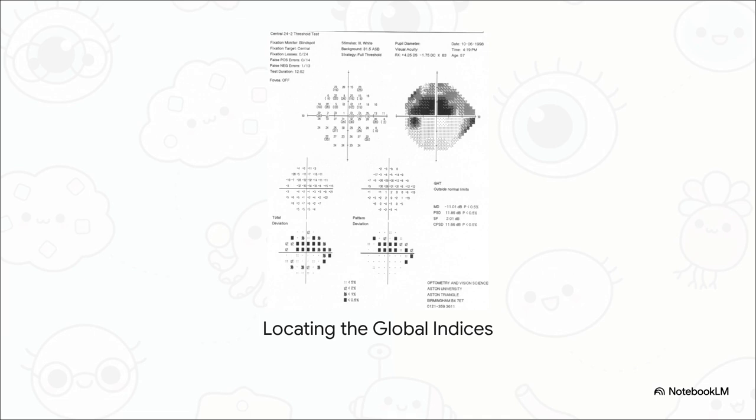Older machines used to calculate short-term fluctuation, or SF, and corrected pattern standard deviation, or CPSD. But modern SITA testing strategies don't actually calculate SF anymore, and therefore they don't give you CPSD either. So don't sweat those. Just focus your energy on mastering MD and PSD.